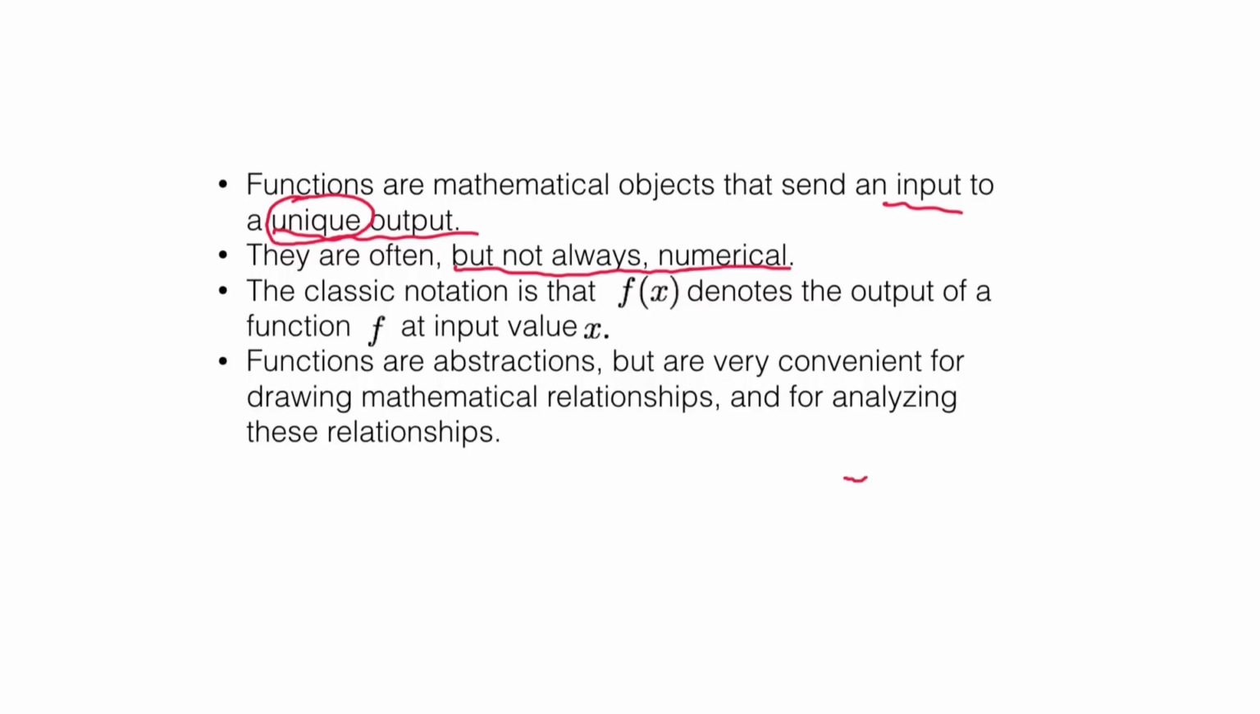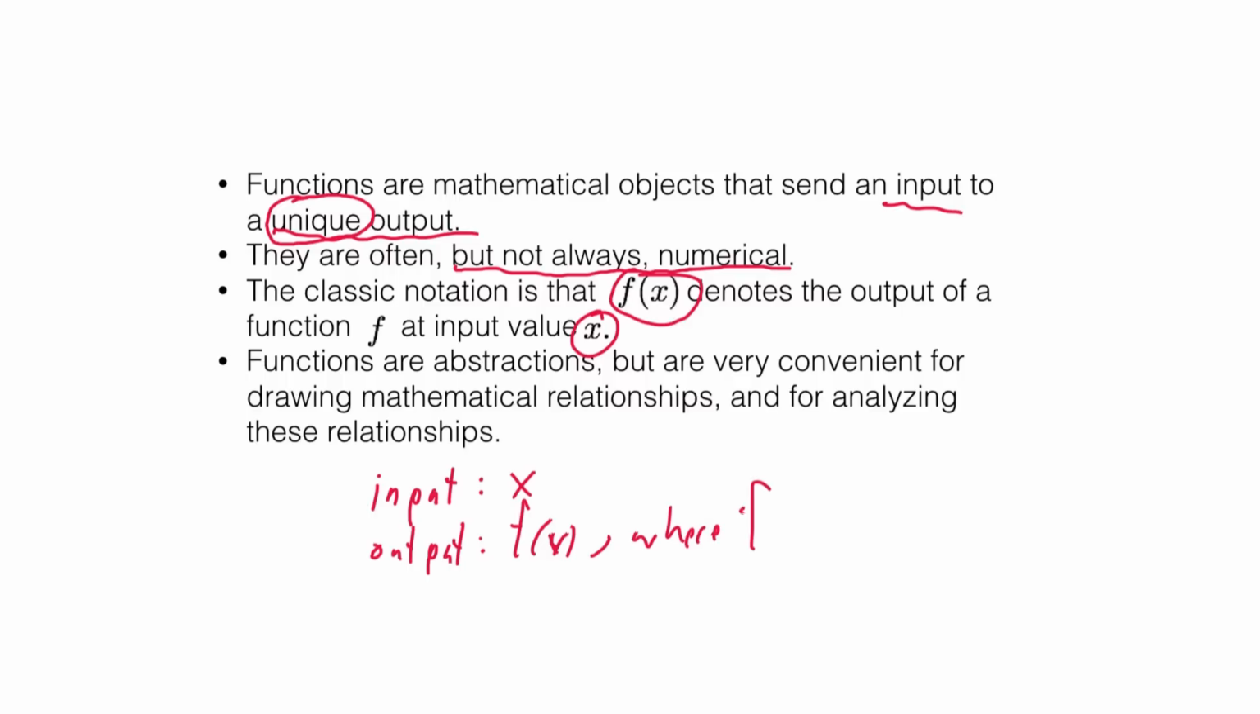So the notation for this is very standard. We say that you have an input value x, and the output value according to the function is f of x. So I'll say that we will input something like x, and we'll output f of x, where f defines a kind of rule for what to do with x.